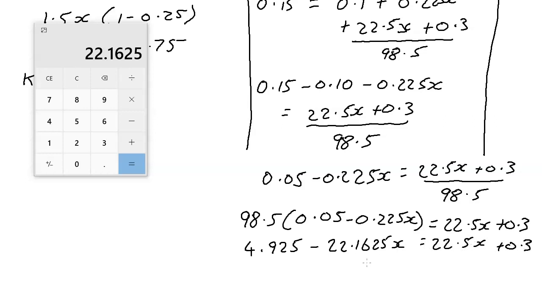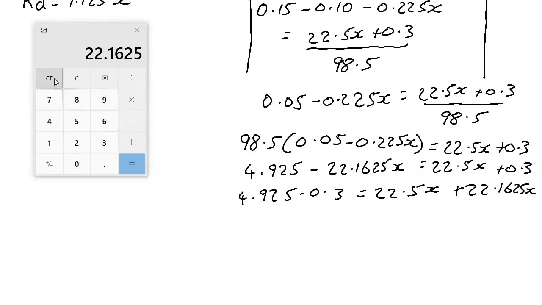Numbers on one side and alphabets on the other. This is negative, goes that side, it becomes positive. This is positive, goes the other side, it becomes negative. So we have 4.925 minus 0.3 is equal to 22.5x plus 22.1625x. Okay, and going forward, we will take 4.925 minus 0.3. So we have 4.625.